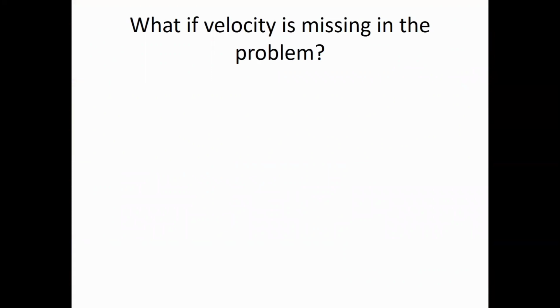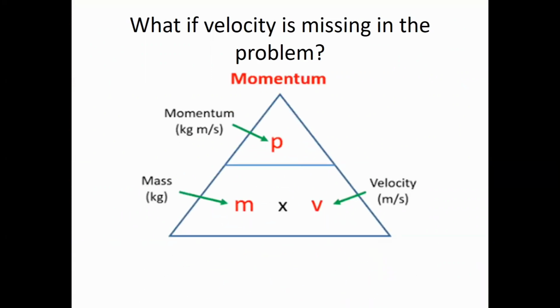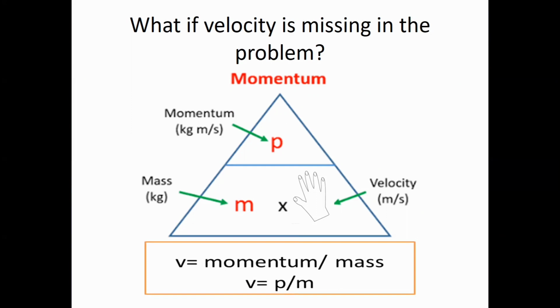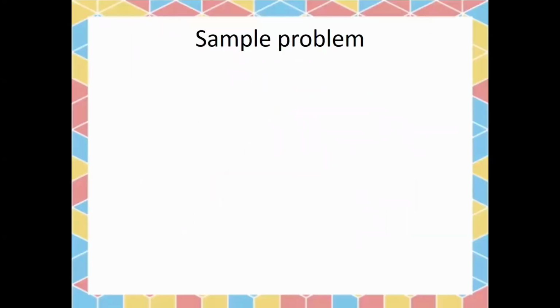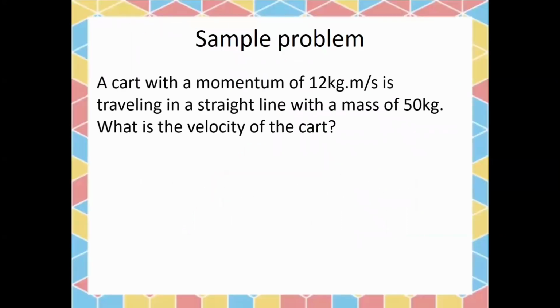Now, what if velocity is missing in the problem? So just like the other one, simply ignore the symbol of velocity. This will give you P on the top and M below. Meaning, the formula to be used in getting velocity is P over M, or velocity is equal to momentum divided by mass. Let's have a sample problem here.